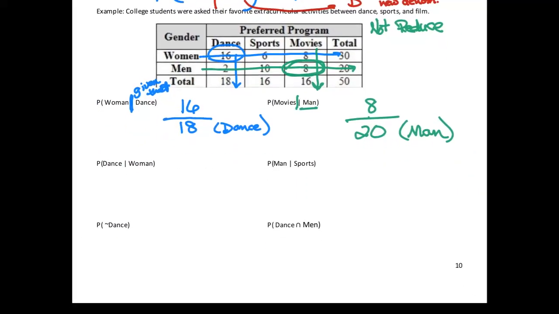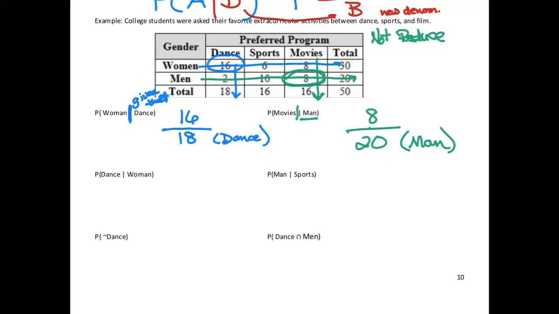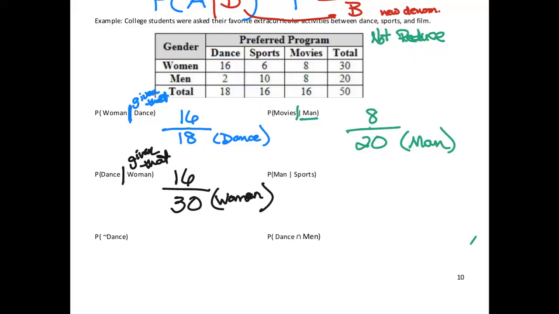8 out of 20. The next one, the probability of choosing a dancer given that they are a woman. There's a condition. You have to be a woman. Well, how many women do we have total? We got to look at total. And then of those that dance, that is the 16. Yes. There you go. You were just ahead of your time. Does everybody see how I'm doing this? We've got a new denominator.